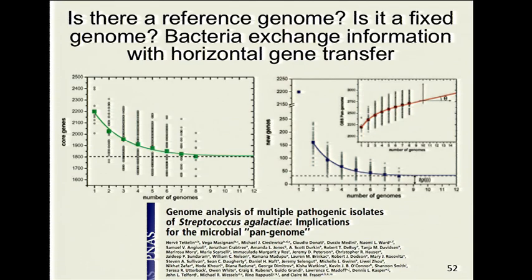But this is looking at the number of core genes as you start sequencing. You'll find that there are approximately 1,800 core genes. But in fact, each of these genomes has an additional 400 genes that aren't part of this core genome. Those are a random mixture that are found in some of them, but not others. That's called the flexible genome, the open genome, the variable genome.